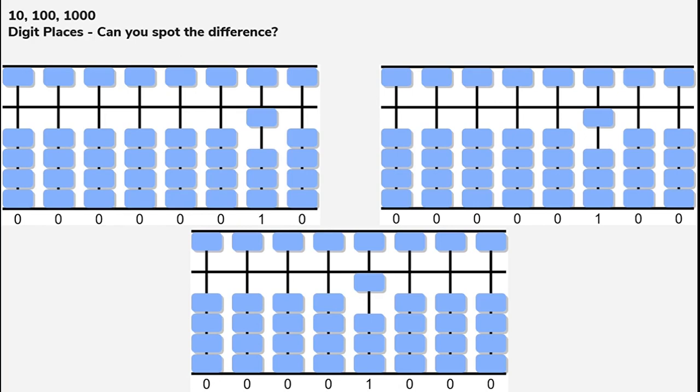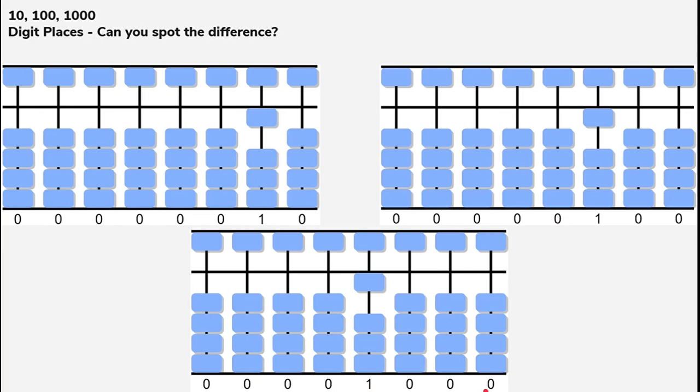The abacus on the top left has a 1 bead in the second column from the right. That gives us a value of 10. The abacus on the top right has a 1 bead on the third column from the right. That gives us a value of 100. Finally, the third abacus at the bottom has a 1 bead in the fourth column from the right. That gives us a value of 1000.